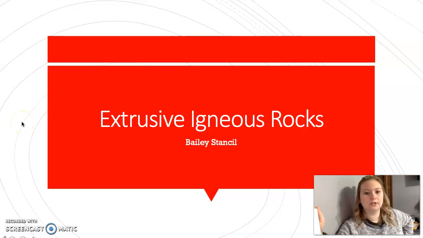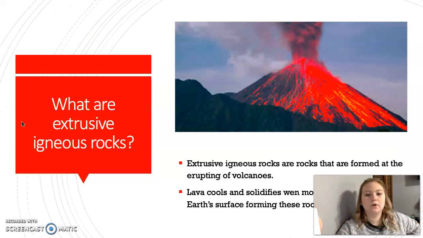Alrighty, so we are doing extrusive igneous rocks. So what are extrusive igneous rocks? A good way to remember this is extrusive, exit. These extrusive igneous rocks are formed when volcanoes erupt and the lava cools and becomes solid, forming these rocks. So just think exit, extrusive.